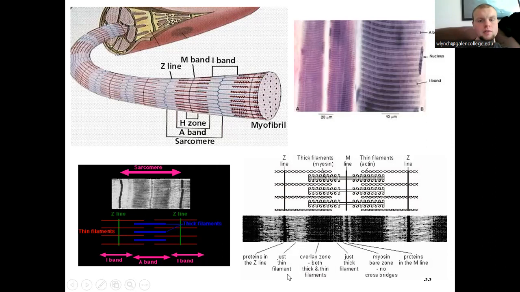So here's a definition of those. This is the Z line here. Then we see just actin filaments here. Then we get into the A band where we see overlap of thick and thin filaments. And then we get to the center where we have the H zone where it's just the thick filaments. And then we see the middle line, which is the M line, which is the proteins.